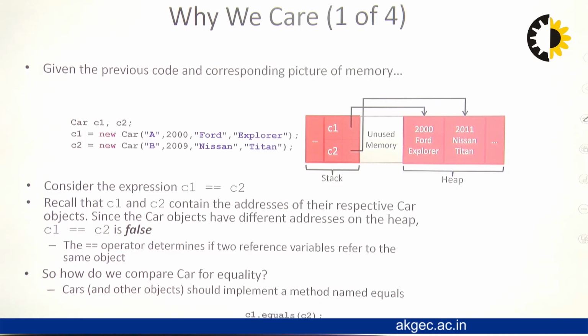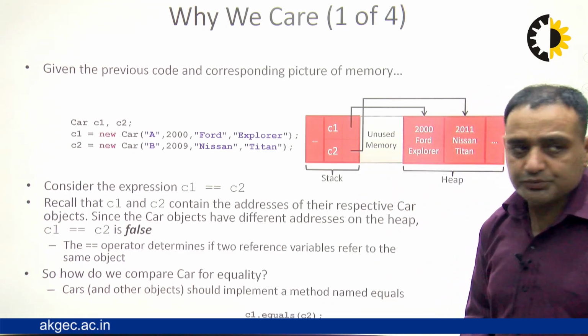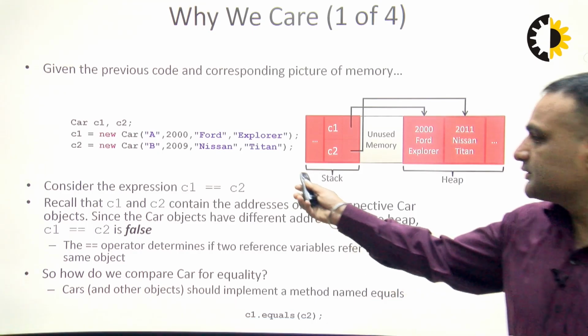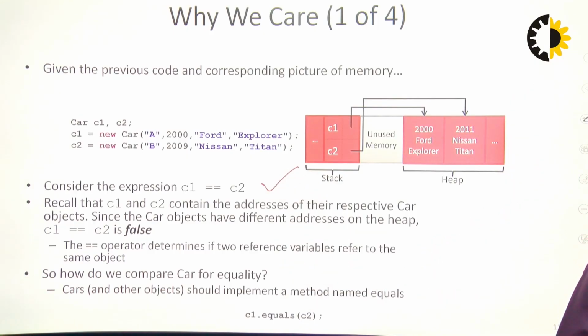Consider the expression C1 == C2. Recall that C1 and C2 contain the addresses of the respective car objects. Since these car objects have different addresses on the heap, C1 == C2 is false because both have different references. This is known as false. The equal-to operator determines if the two reference variables refer to the same object.